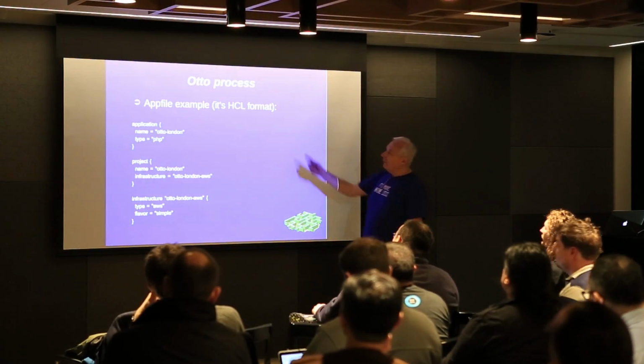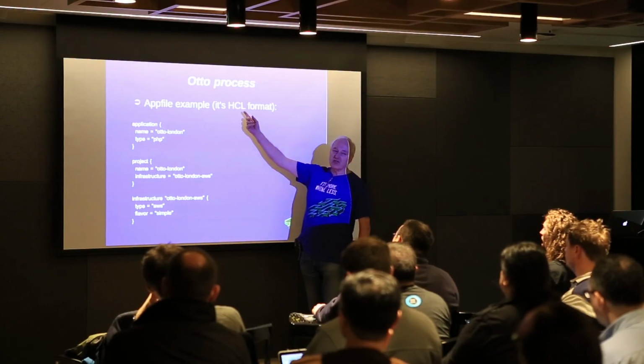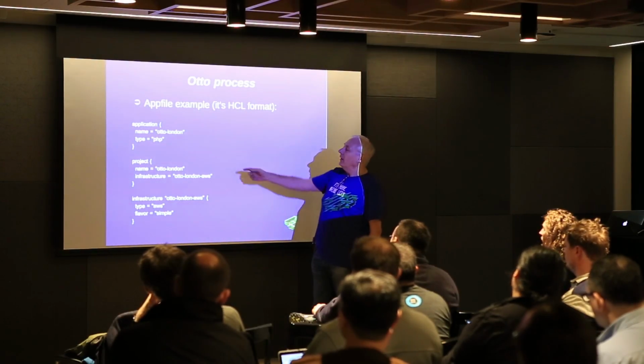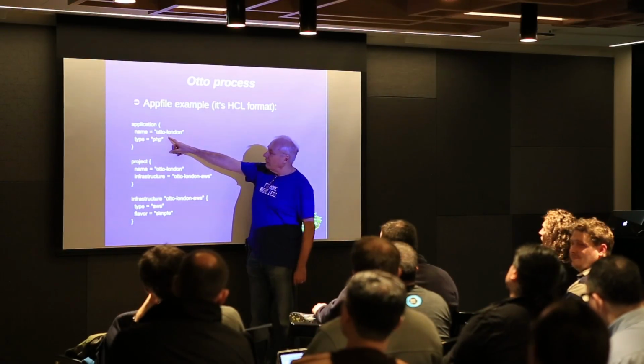So, an app file looks like this. It's HCL format, whatever that is. It looks like JSON, but it's larger. So, you name the application.